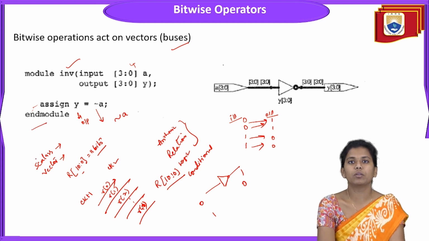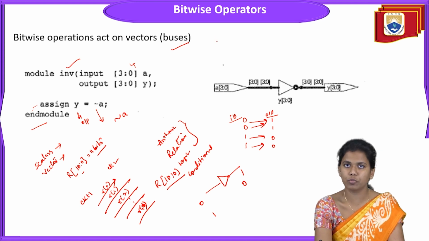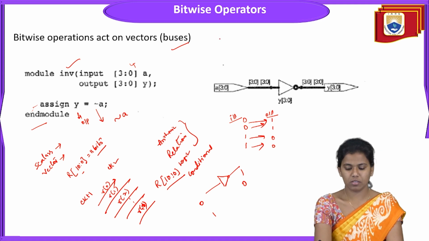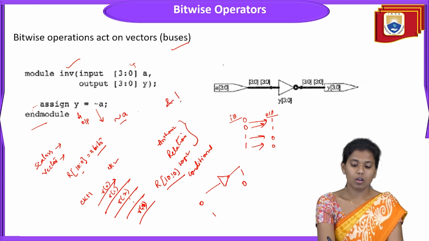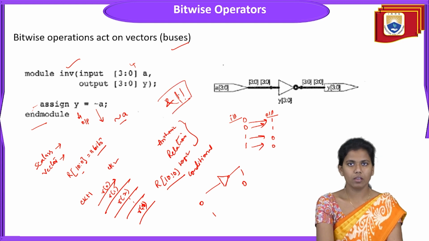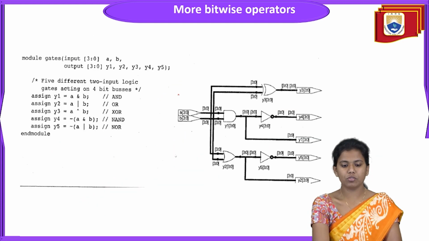So this is an example of how to write syntax using bitwise operators. Here negation, not, and, or, and all. With all of these you can also write the syntax when it comes to the bitwise operator.